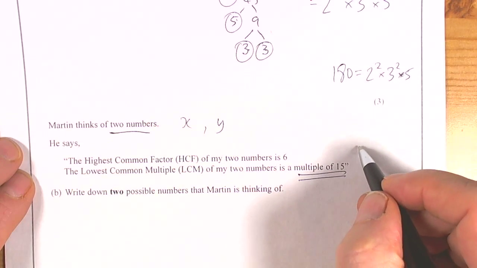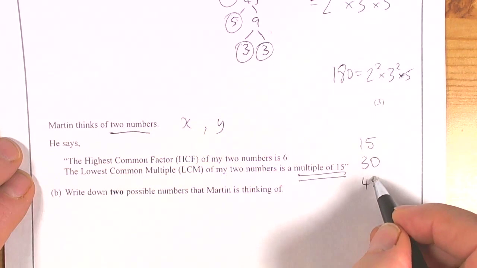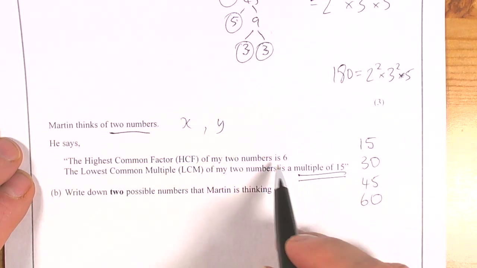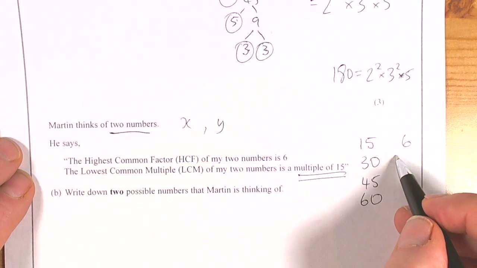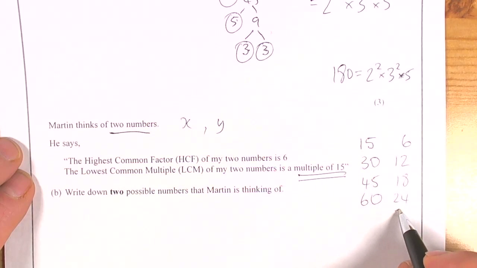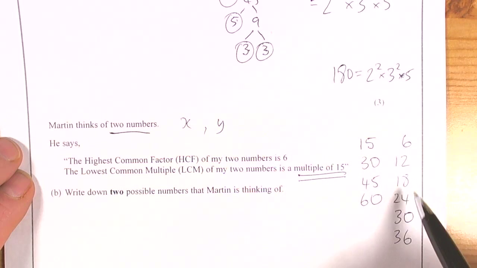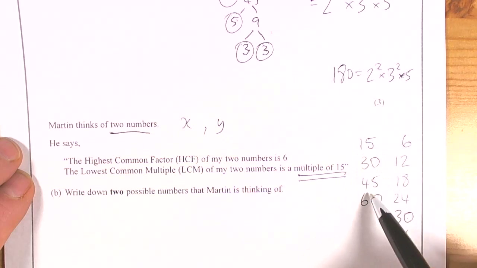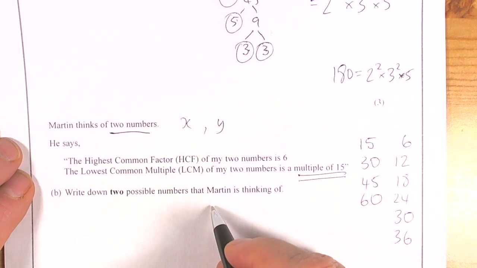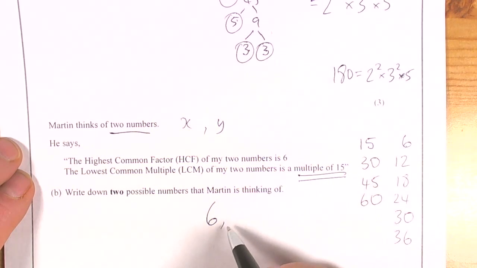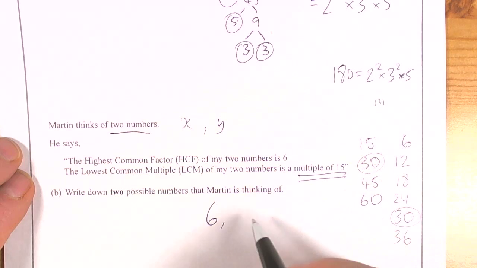So if I go through the 15 times table, I can see 15, 30, 45, 60, and so forth. It says the highest common factor of my 2 numbers is 6. So then if I write down the 6 times table, 6, 12, 18, 24, 30, 36, and then I look for things that are common in both lists, then I can see 30 is in this list, and I can see 30 is in this list. But it wants the highest common factor to be 6. So that means that the first number can be 6, and the lowest common multiple in both lists was 30. So 30.